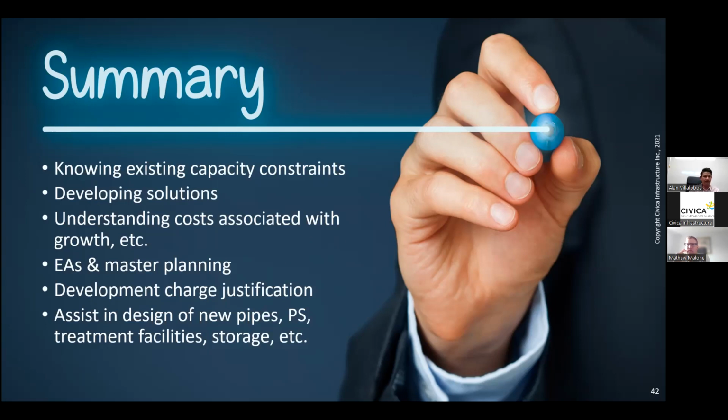We use these models for EA or master planning studies, again, for different phasing scenarios. Development charge studies, the DCs, are very important as well. Then you evaluate and provide solutions for new pipes, pumping stations, treatment plants, storage facilities, overflows, and many other things that we can do with the models. I think it's back to you, Matt.